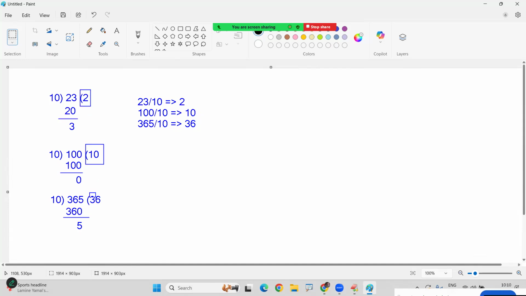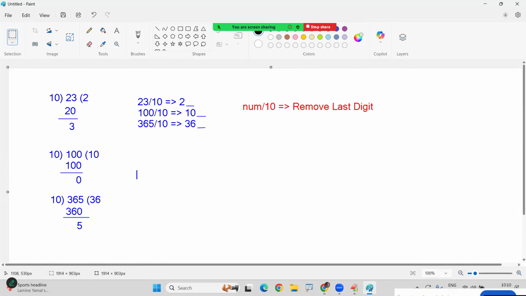If you observe these 3, in 23, last digit 3 is missing. In 100, last digit 0 is missing. In 365, last digit 5 is missing. So what is the meaning? When you divide any number with 10, what is the result? It will remove the last digit of that number.